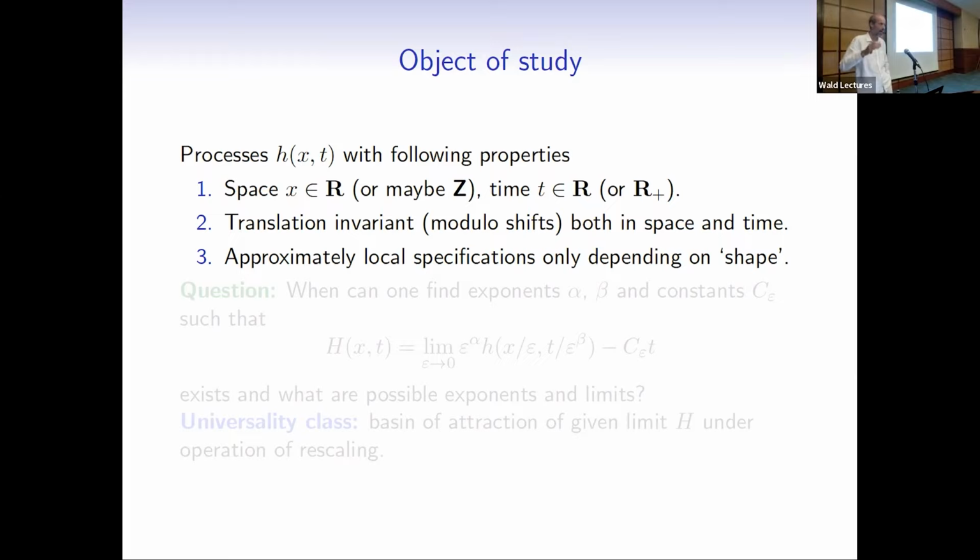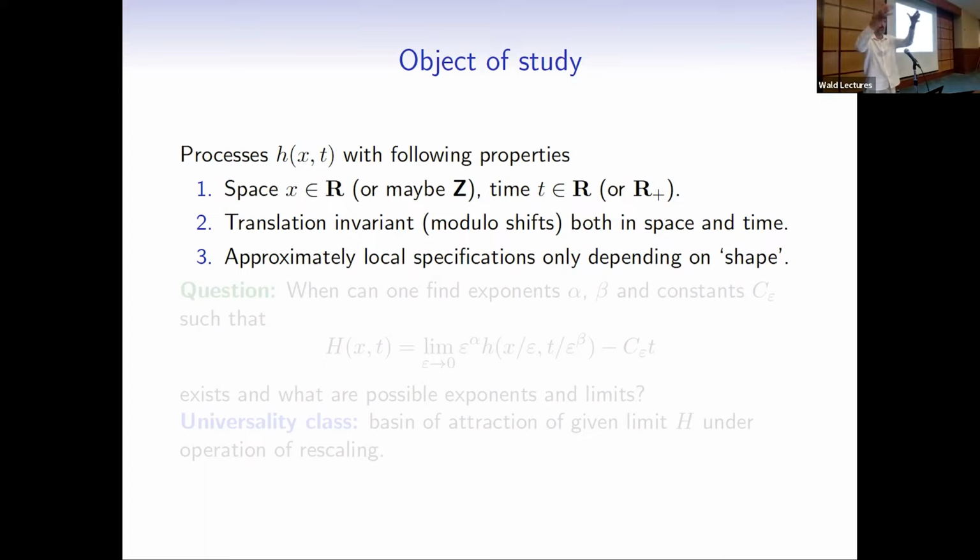And the same in space. You would want local specification in space, which means that you have some kind of random update rule, but the update rule at a given location only depends on what the shape of the function looks like in a small region around that location, but doesn't depend on what happens really far away. Okay, so only quite local.